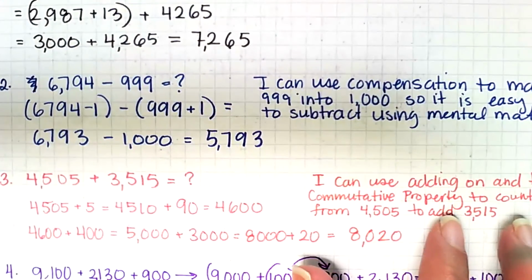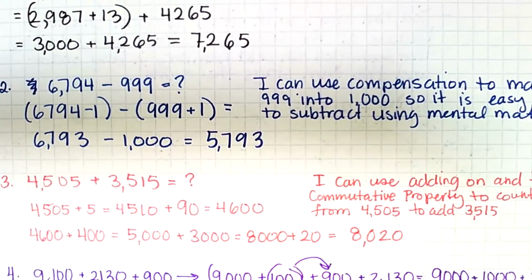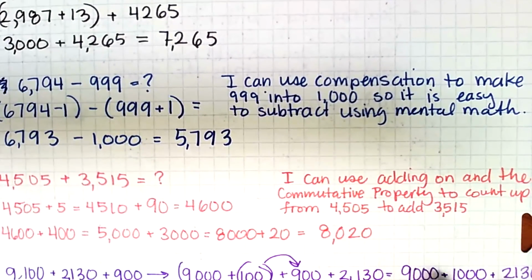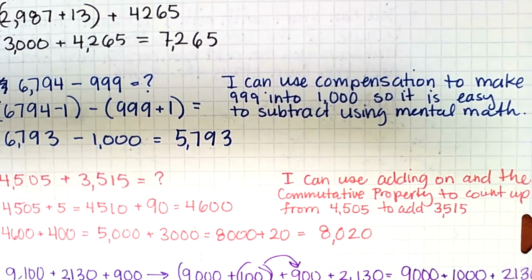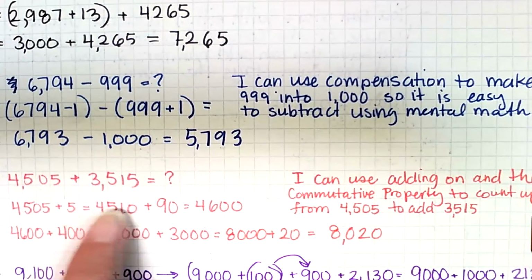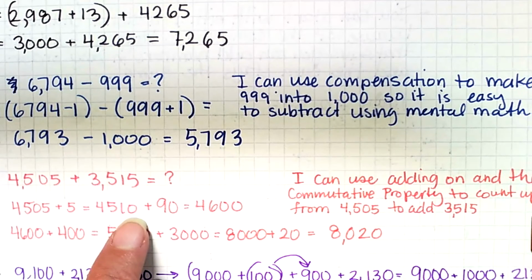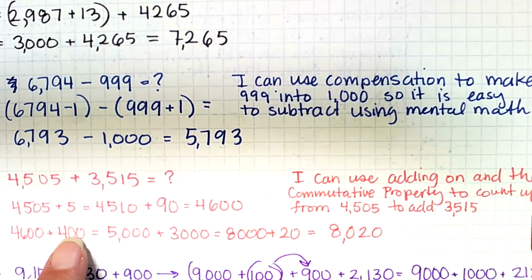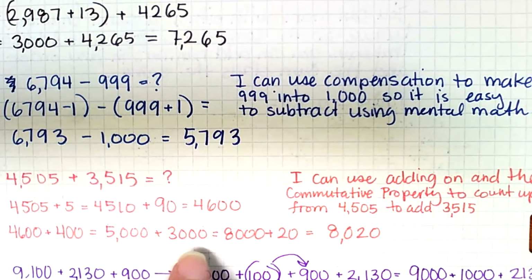Your third question is asking 4,505 plus 3,515. Over here, I'm using the commutative property to count up and add. So 4,505 plus 5 equals 4,510, plus 90. So I'm making my jumps like I did on the number line. I just didn't have room to draw it here. When I added my group of 90, it became 4,600. When I added my next group of 400, it became 5,000. I added my last group of 3,000. It became 8,000. Then I added my 20 and it became 8,020.